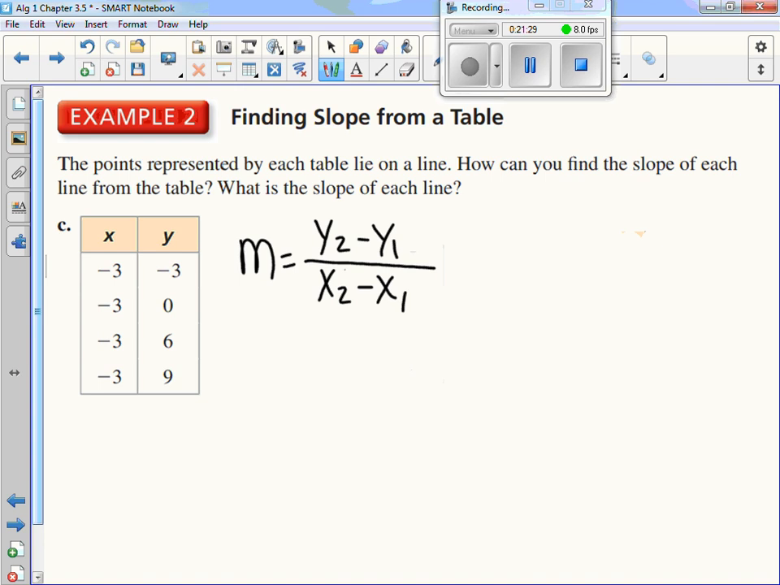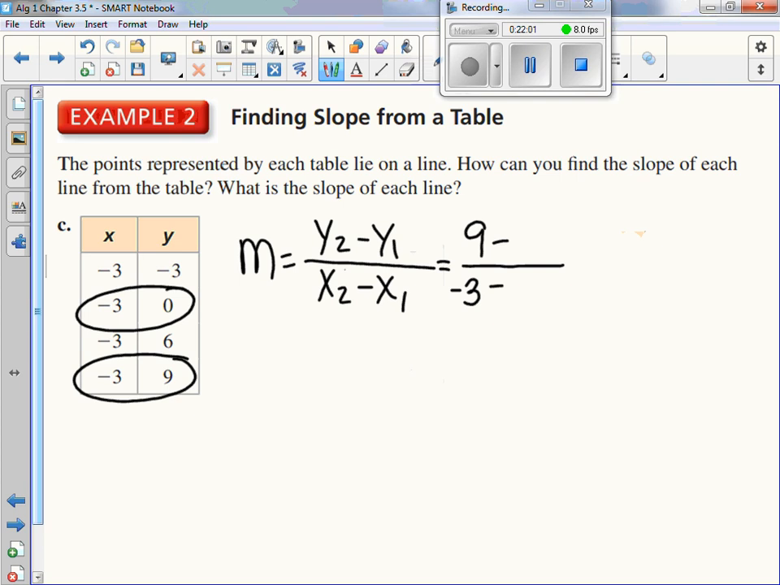So how can we find the slope from each line in the table? Well, we can use the slope formula. y2 minus y1 over x2 minus x1, and then we plug in the x and y values. So which 2 points do we want to use? The fourth one. So the y value would be 9. The x value is -3. How do we use -3, 0? Well, the y value would be 0, and the x value would be -3.